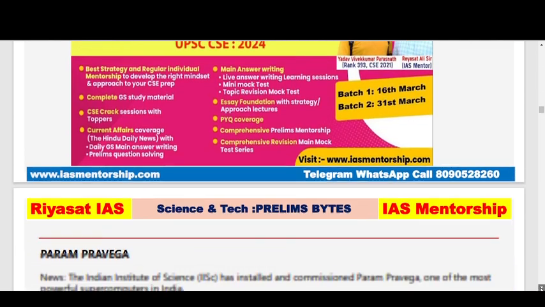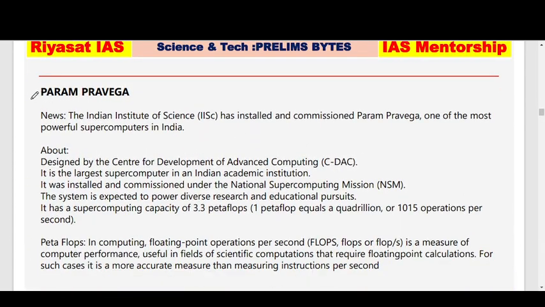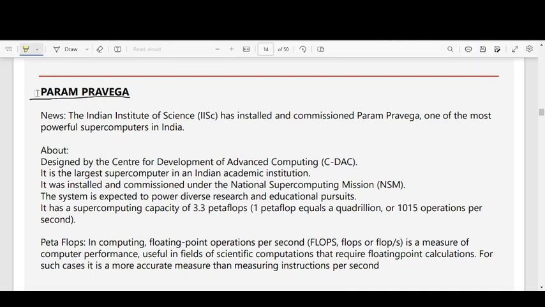With this, let us start some very important concepts which I have taken for you in the aspect of your ICT. First is Param Praveg. See, I would like to tell you that wherever you see Param, your mind should click to supercomputers. Why? Because the first supercomputer was Param 8000, and that is why all the supercomputers coming after Param 8000 are named Param only. So, Param Praveg.